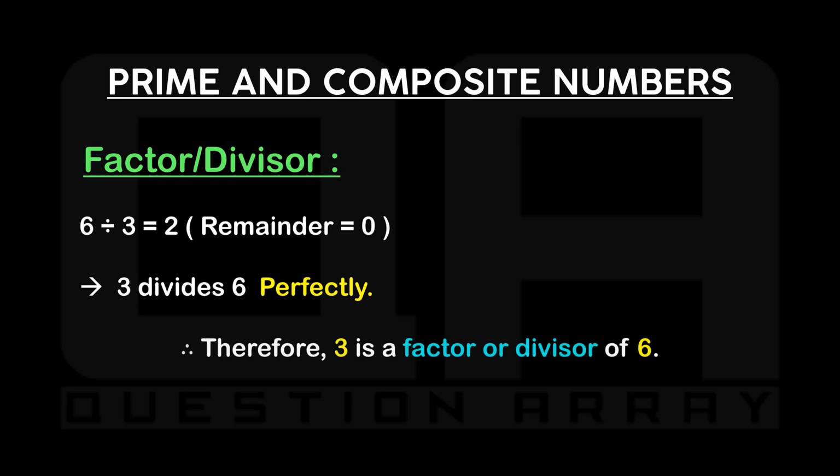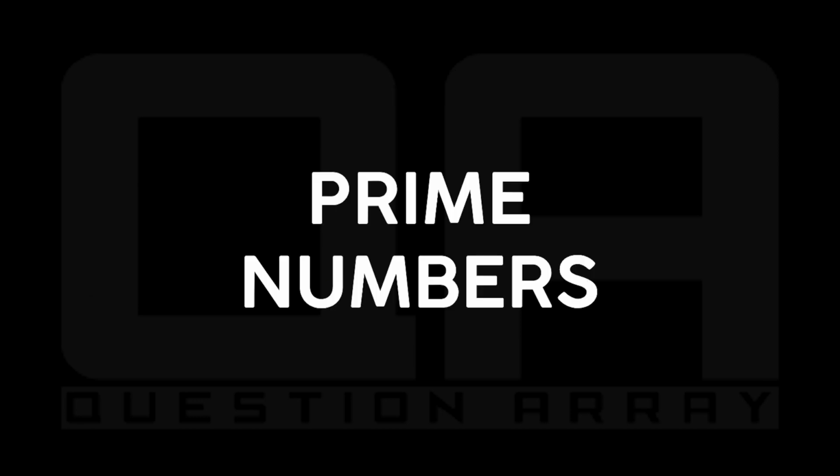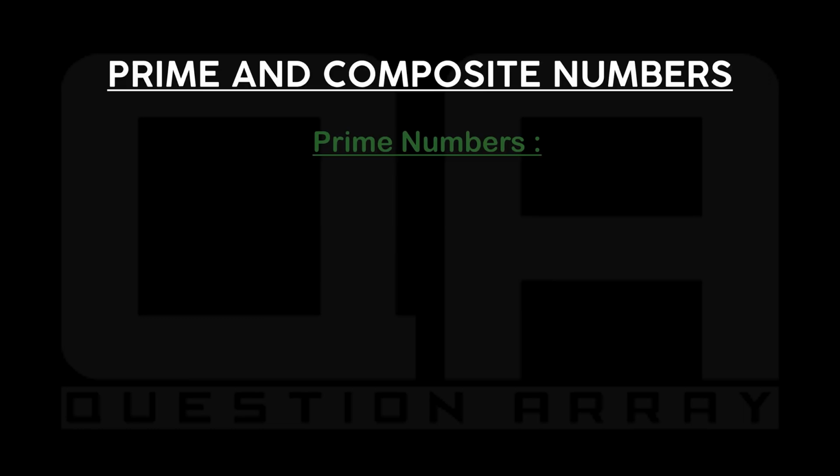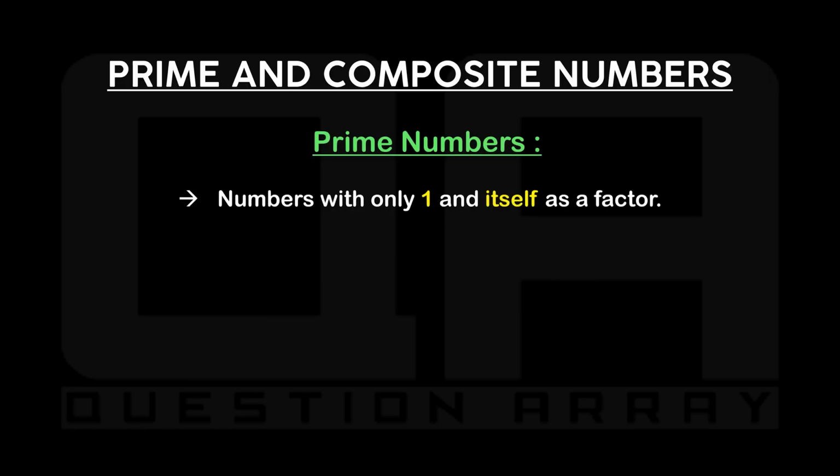Alright, now we know what a factor or a divisor of a number is. With this knowledge, let's try to understand what we mean with prime and composite numbers. Let's start with prime numbers. These are numbers with only 1 and itself as factors. Only 1 and itself. Let's take an example. Say you take the number 5. What are the numbers that can divide 5 in a perfect manner? You will see that the factors are only 5 and 1.